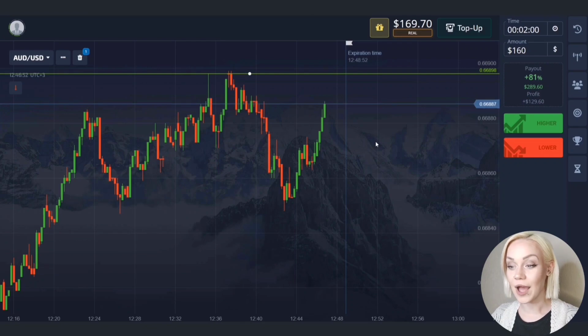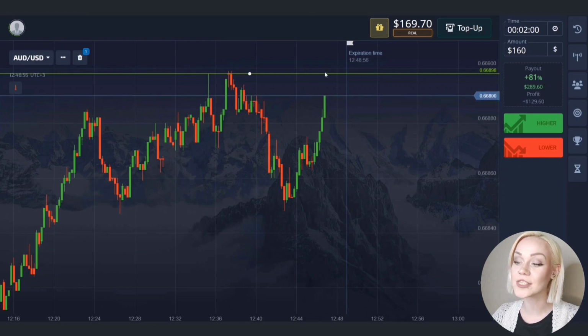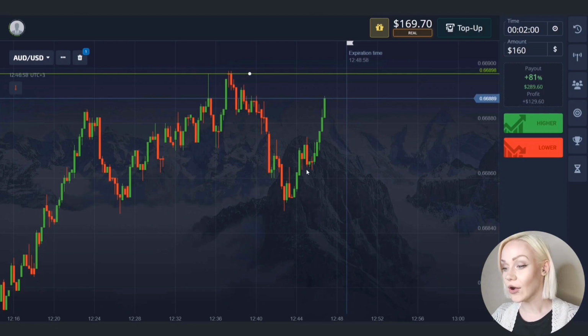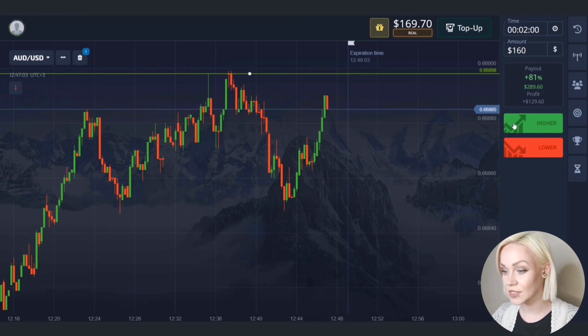Here at the top, we have the level of resistance. We see that after the pullback, the price turned around and is approaching our level. Also, there's very little space left before this level. We will open a trade for 2 minutes for a raise.